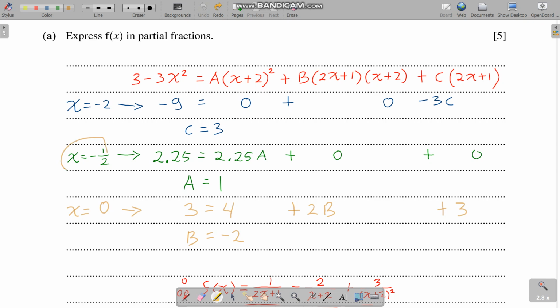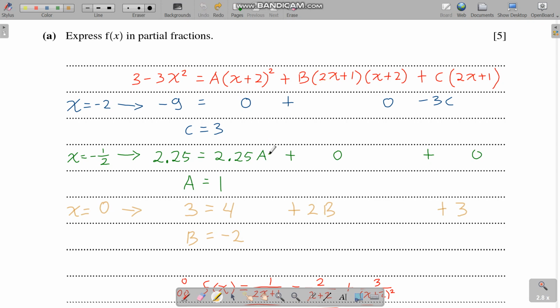And now using x equals minus 1/2, you plug in minus 1/2, you're going to get minus 1/2 times minus 1/2, so 1/4. 3 minus 3/4, so 2.25 if you use your calculator. On the right, if you plug in minus 1/2, you're going to get 1.5 times 1.5, which is 2.25. And this is 0, this is 0, so you can find the A.